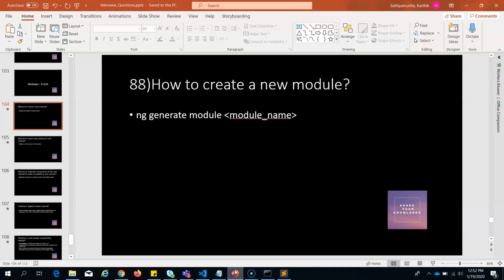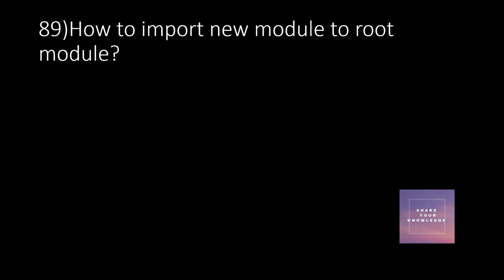So let's move on to the next question. This is how we create a new module. Normally, in a big application, based on functionality we will divide it into many modules. Maybe your application has employee related code, that will be in the employee module, and student related code will be in the student module. Likewise we will divide. So this is how you do it.